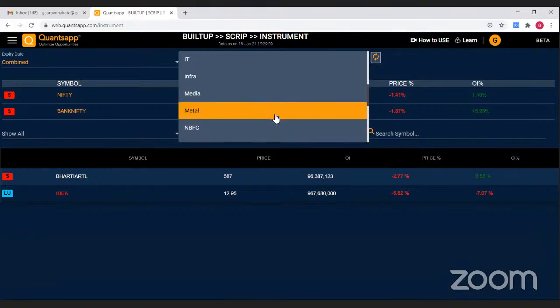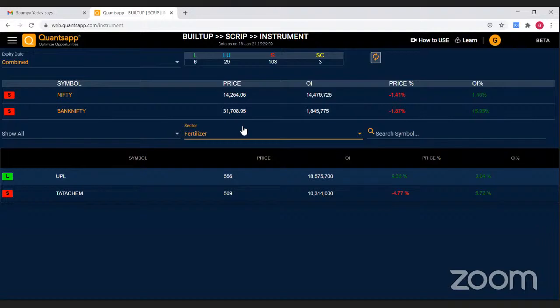Then we saw fertilizer. When you say fertilizer, the fertilizer sector as a whole was on the positive side. Now if I look here, I can see UPL and Tata Chem. There are only two stocks of the fertilizer sector in the FNO segment, so you will only see those stocks here. Now you can see more precisely that UPL is taking the whole sector up in terms of price and OI, and because of this the whole sector was on the long side.